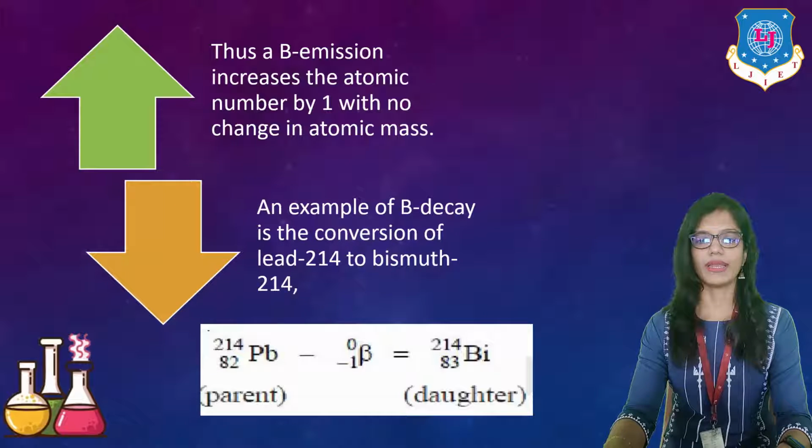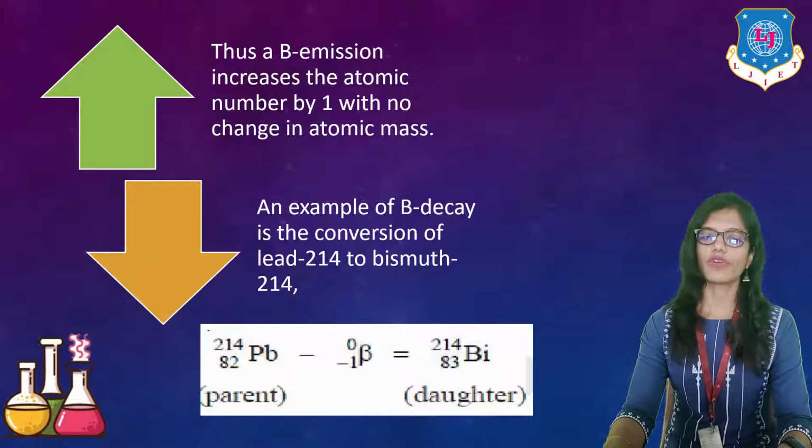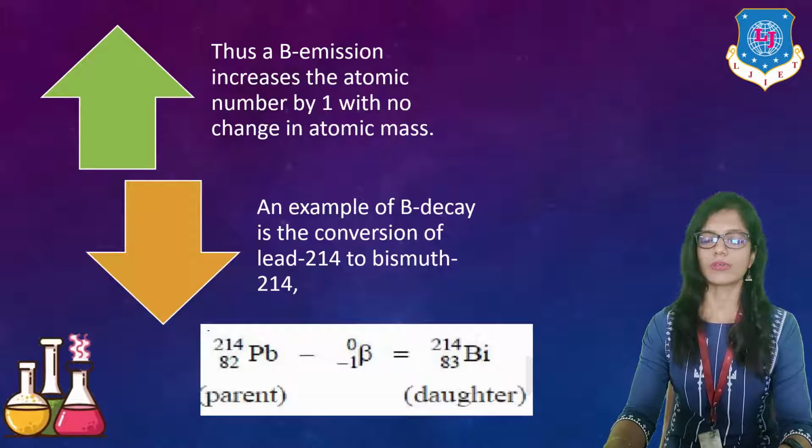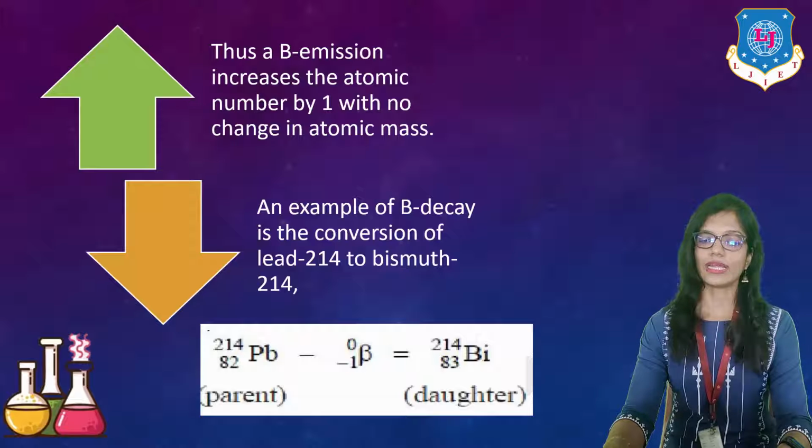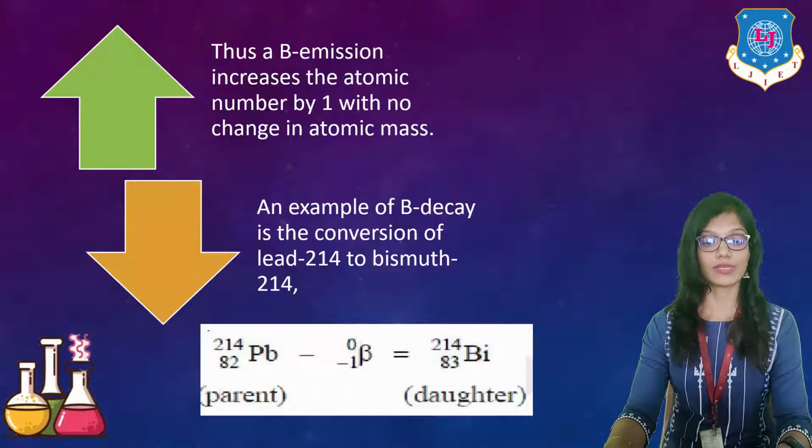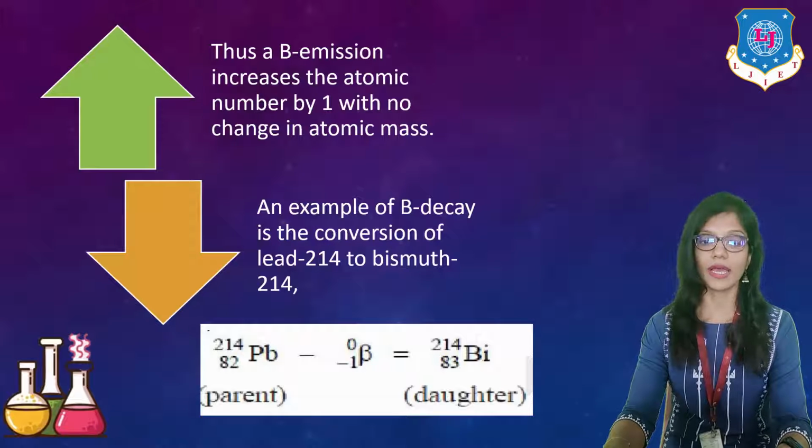An example of beta decay is the conversion of lead 214 to bismuth 214. So here 82 Pb 214 is known as the parent nucleus. So one beta decay occurs and it will create here 83 bismuth 214. Now as you can see, the atomic mass remains the same, but the atomic number increases by 1. So here it is known as the daughter nucleus.